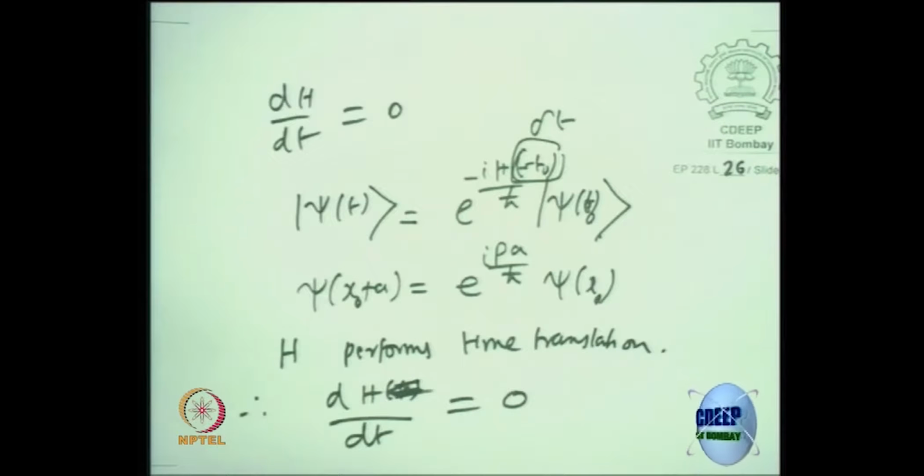So, for every symmetry, the question is, will it be associated with a generator? Yes, for continuous transformation, not for parity. Parity is x goes to minus x. You can't write some generator for it. Some discrete transformation you don't have.